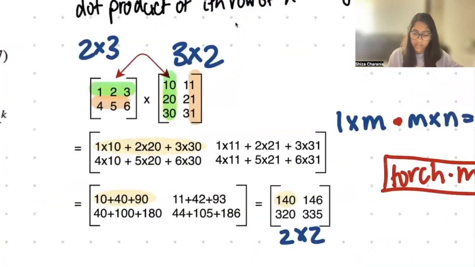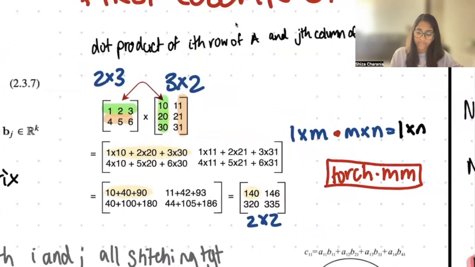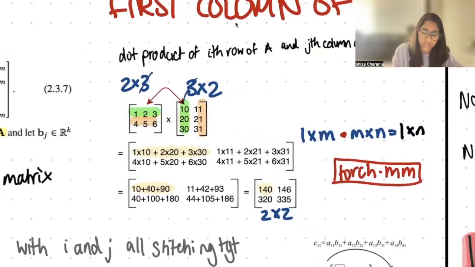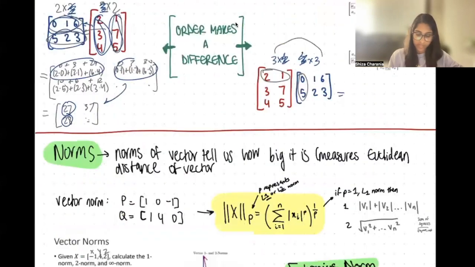And this is a good example of how matrix multiplication works as well. You do pretty much the same thing. And again, you're crossing out the 3 and 3 to get the 2 by 2. That's how matrix multiplication works.